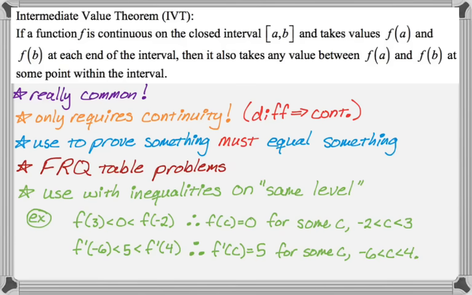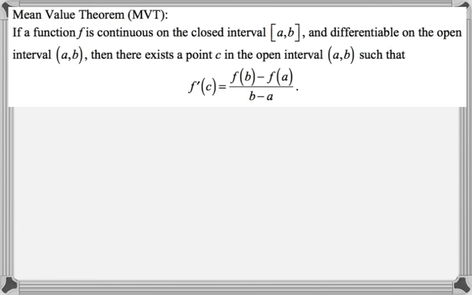And let's take a look at the next one. This is the third of the value theorems, the mean value theorem. So if a function f is continuous on the closed interval a to b, and differentiable on the open interval, so continuous closed, differentiable open, then there exists a point c in the open interval from a to b such that f prime of c is equal to f of b minus f of a over b minus a. So the slope of the tangent line equals the slope of the secant line is another way of saying that.